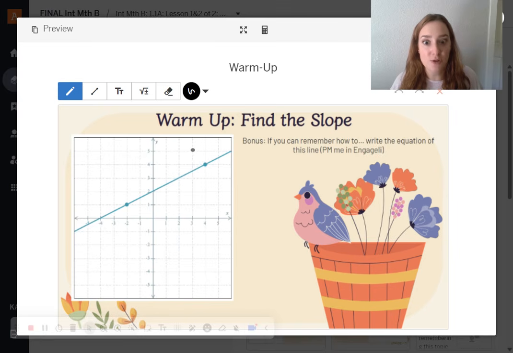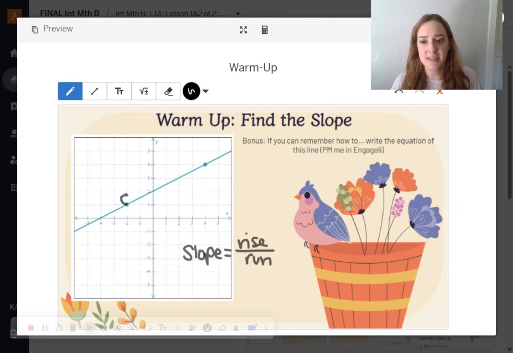So starting with slope, what do we know about slope? Remember, anything that's being written here, you're copying on your end in Desmos. Slope is rise over run. So go ahead and write that down on your end in Amplify. Rise over run. What is that going to look like?